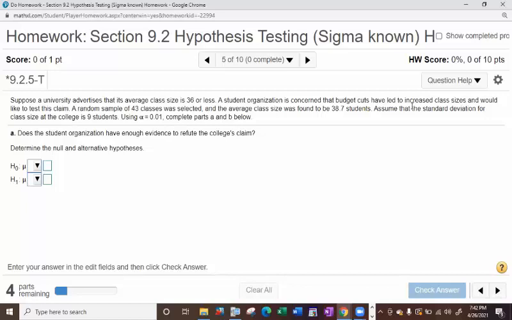Suppose a university advertises its average class size is 36 or less. That sounds like something UHD would probably advertise. Might be a little higher, though. I definitely get 40 in this class a lot, so maybe they say 40 or less.